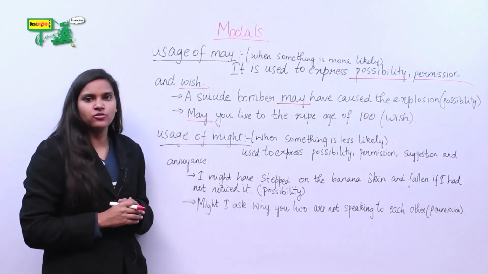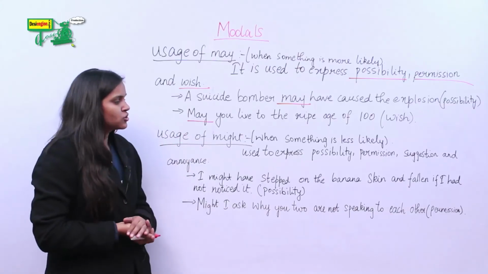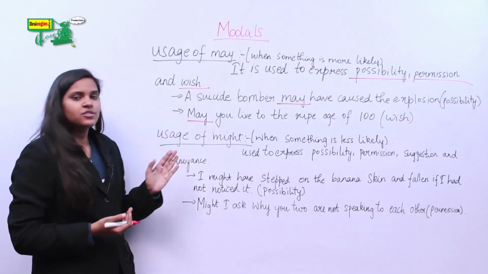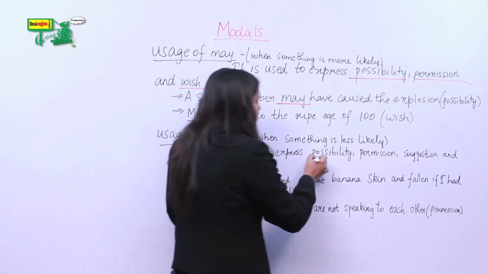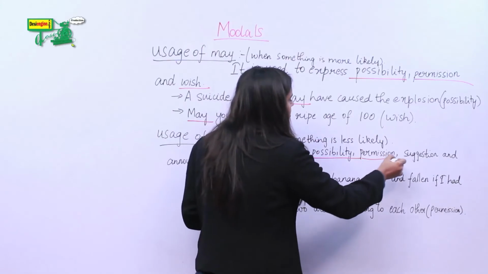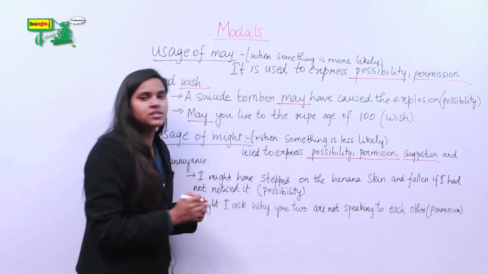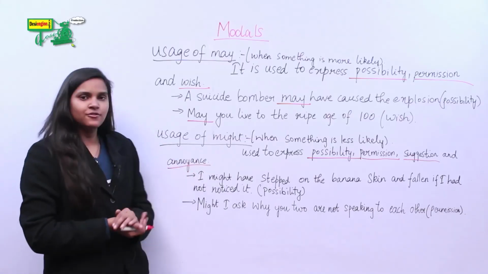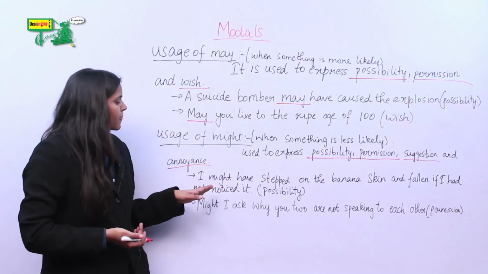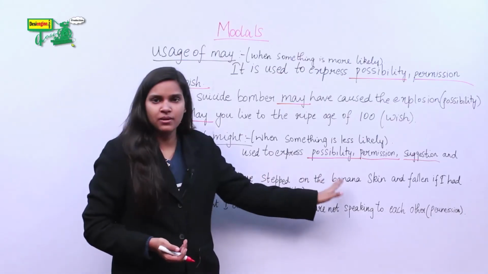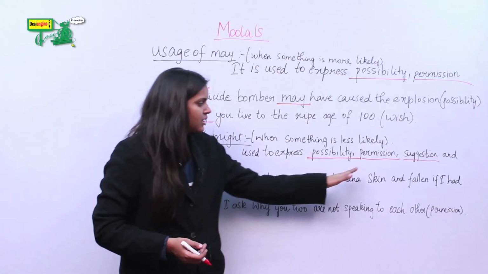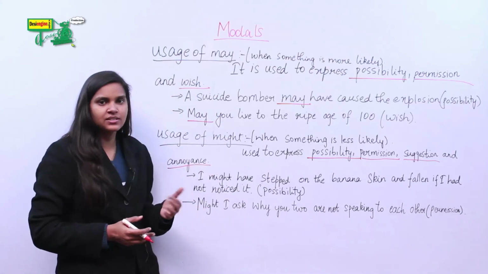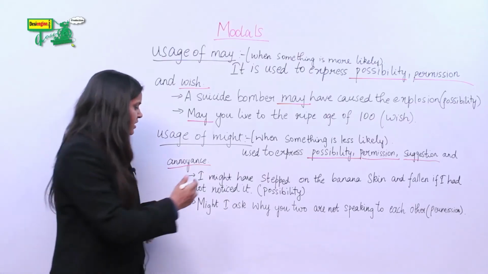Let's come to the usage of might now. Might is used when something is less likely to happen. And it is also used to express possibility, permission, suggestion and annoyance. Let's take few example sentences. I might have stepped on the banana skin and fallen if I had not noticed it. This is an example sentence of a possibility.